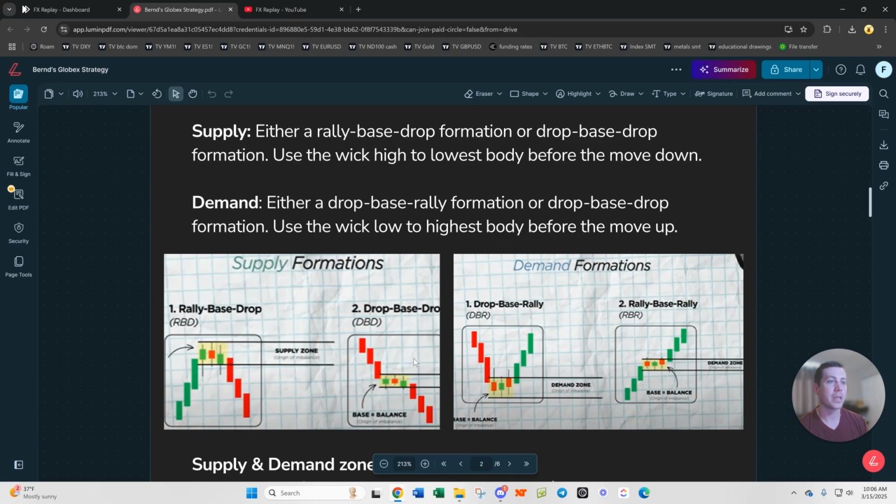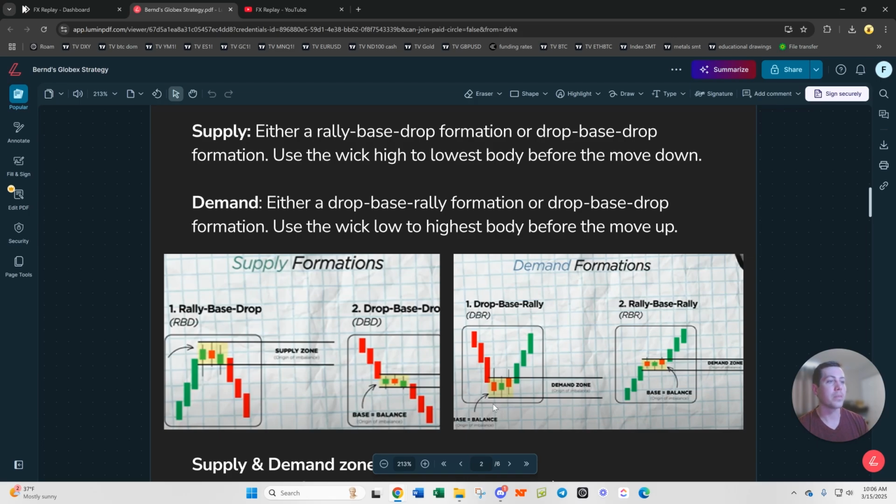And then there's also a drop-based drop. So it's on a downtrend. We're consolidating indecision for a little bit, and then continue to the downside. So again, he uses the lowest body of those indecision candles before it moves down, and uses the wick high of that supply.